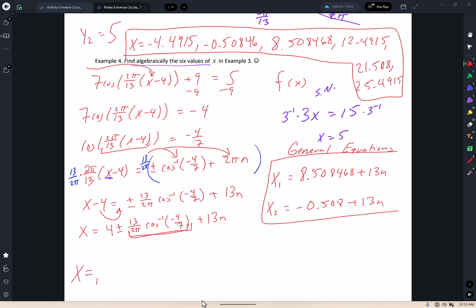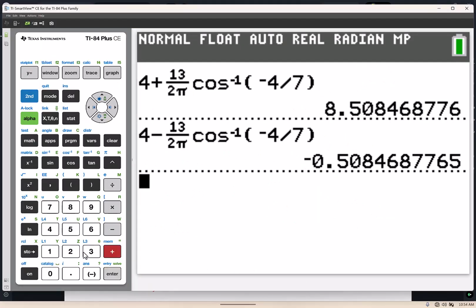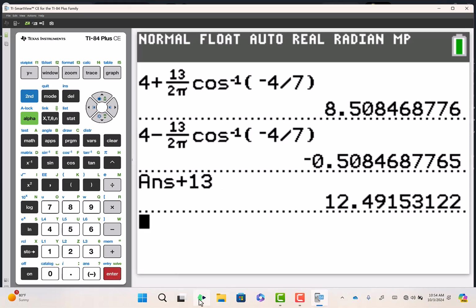X equals blank, negative 0.508, comma. I'm just going to put 3 digits. I want my next answer, negative 0.508. All right, guys, focus. 8.508, comma. Then the next one, I take the negative 0.508 and I add what to it? 13. So I'm going to take my calculator and go plus 13. See? 12.491.